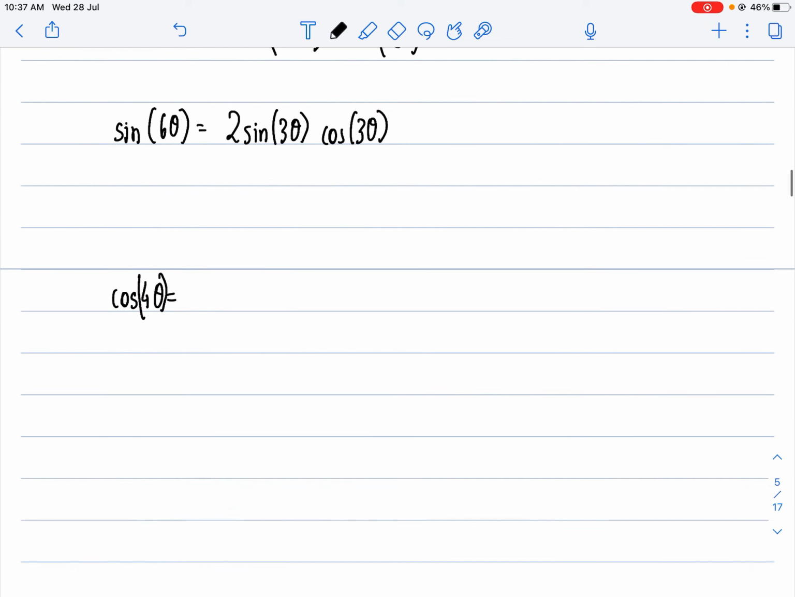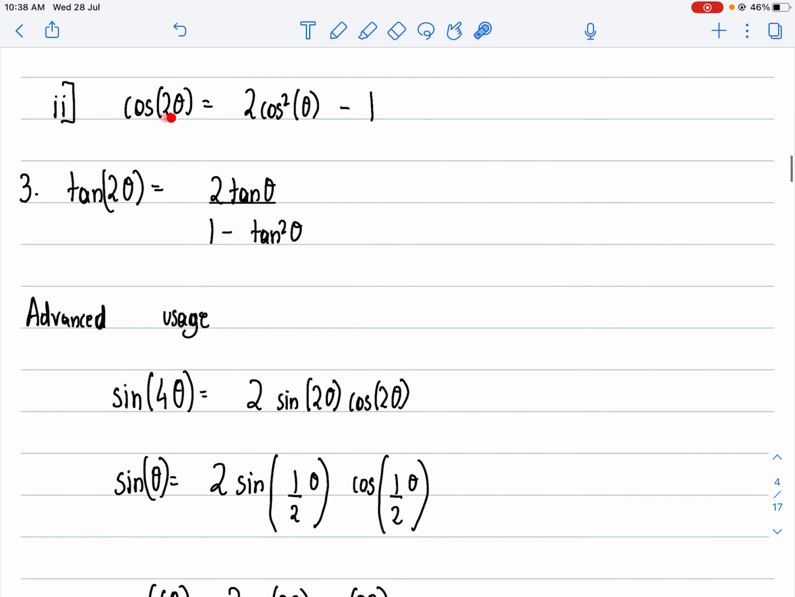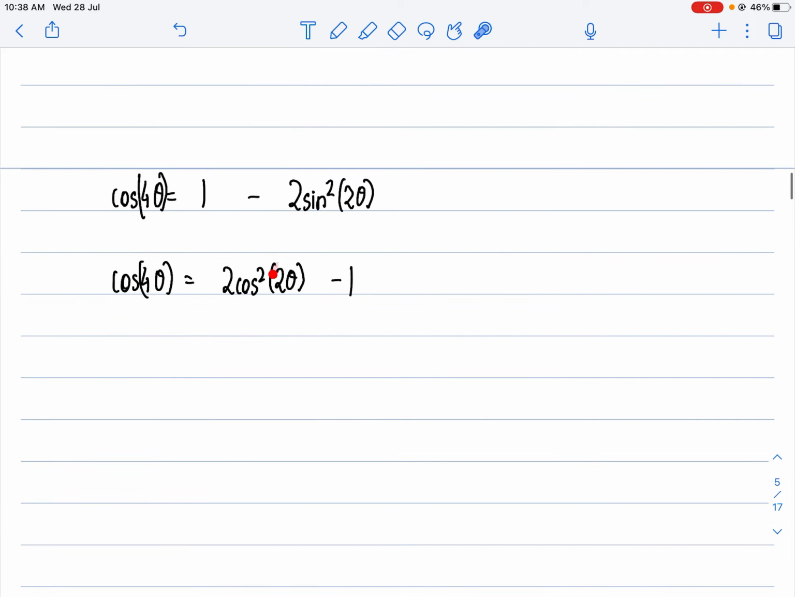So I can write this as 1 minus 2 sine square 2 theta, which is basically 1 minus 2 sine 2 theta the whole square. Okay, I can write it like that. So I can even write my cos 4 theta as 2 cos square 2 theta minus 1. Correct? Because in the same way, if I had 2 theta here, it got multiplied by 2. So it became 4 theta. So even the theta here gets multiplied by 2 to get 2 theta.